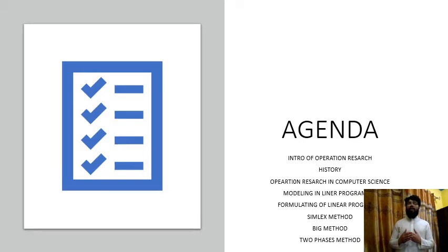So here are the topics which are discussed in detail: the introduction of operation research, history, operation research in computer science, modeling in linear programming, formulating linear programming, the simplex method, the big M method, and the two phases of the method.